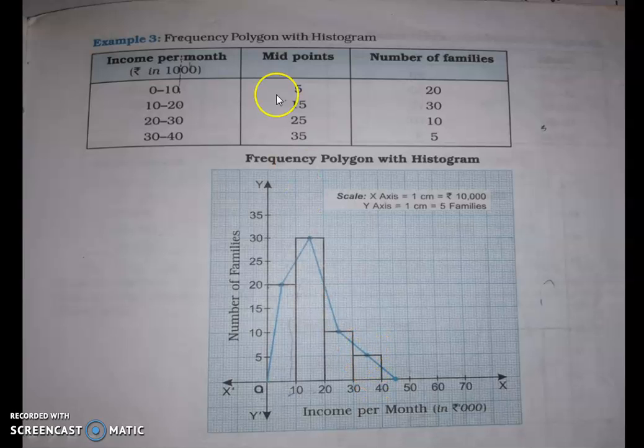Is it clear? Now for frequency polygon what we need to do is we need to find the midpoints. Okay, 0 plus 10 divided by 2 is 5. We need to find out the midpoints. So from 0 to 10 the midpoint is 5, so from here we'll go up to 20. Okay, this is how we will get the points, and once we get the points, okay, we'll join it with the help of scale. So this is how we prepare frequency polygon with histogram.